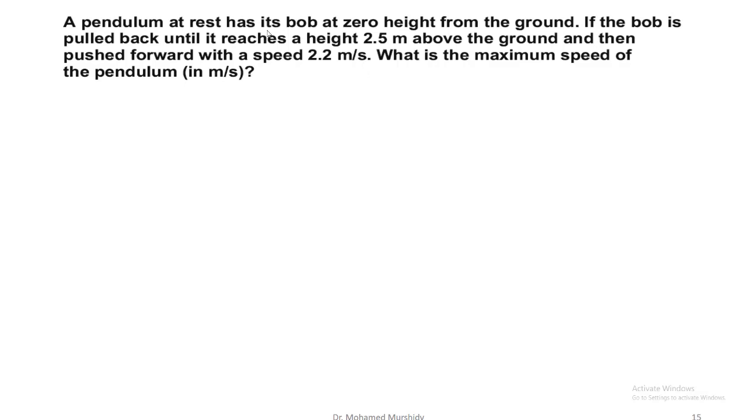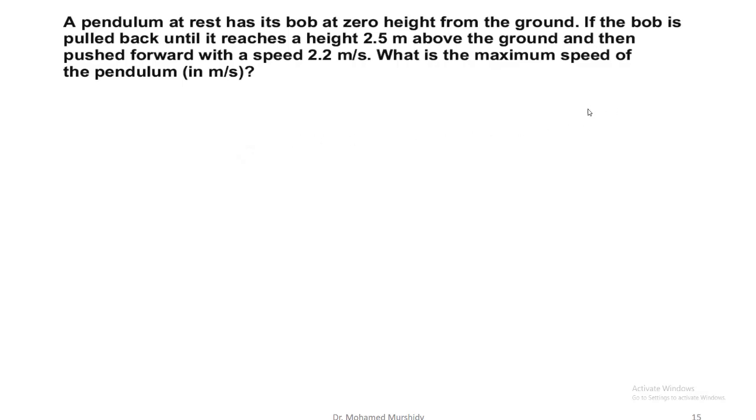A pendulum at rest has its bob at 0 height from the ground. The bob is the ball that is attached to the pendulum. If the bob is pulled back until it reaches a height 2.5 meters above the ground and then pushed forward with a speed 2.2 meters per second, that should be the initial speed. What is the maximum speed of the pendulum in meters per second?